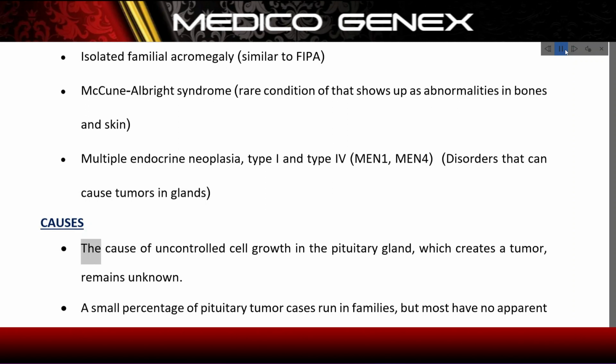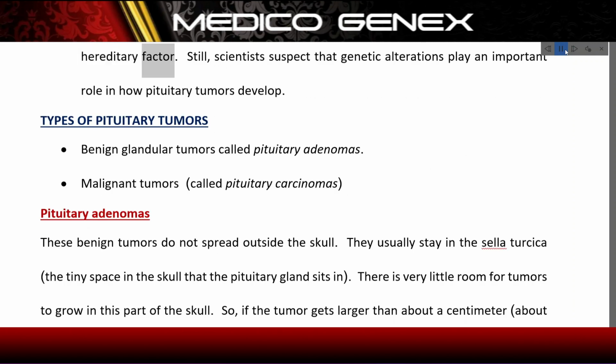Causes. The cause of uncontrolled cell growth in the pituitary gland, which creates a tumor, remains unknown. A small percentage of pituitary tumor cases run in families, but most have no apparent hereditary factor. Still, scientists suspect that genetic alterations play an important role in how pituitary tumors develop. Types of pituitary tumors. Benign glandular tumors called pituitary adenomas. Malignant tumors, called pituitary carcinomas.